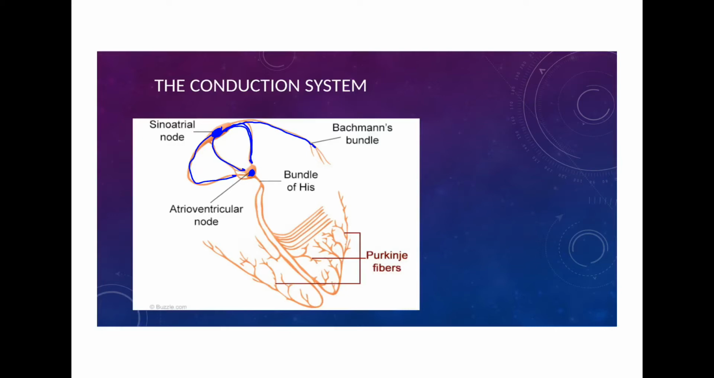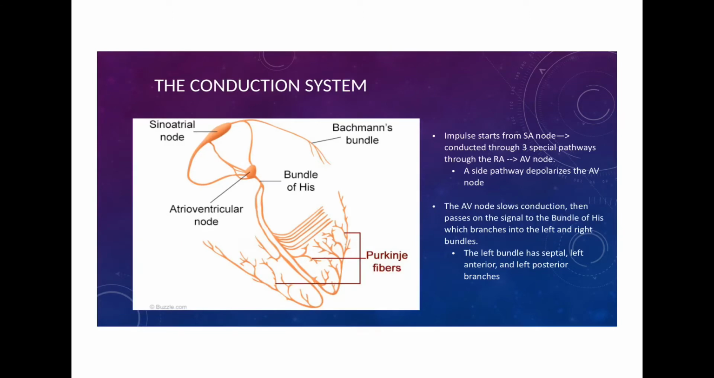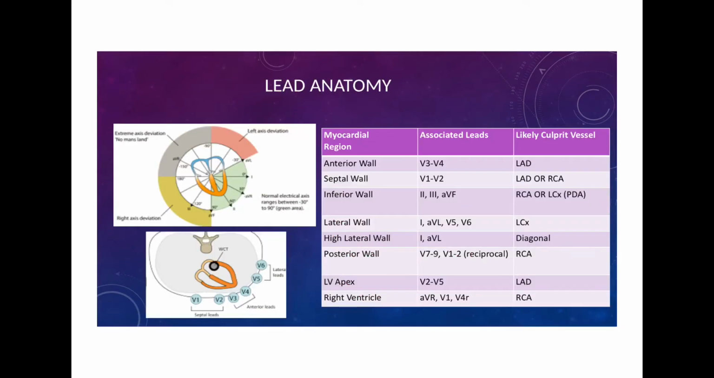From the AV node, there's a structure called the bundle of His, and then that branches off into the right bundle branch and the left bundle branch. And these depolarize the right ventricle and left ventricle respectively. Now the left bundle branch has its own special set of branches, the septal branches, a left anterior fascicle and a left posterior fascicle, and we'll see how that plays into pathology later on in this lecture.